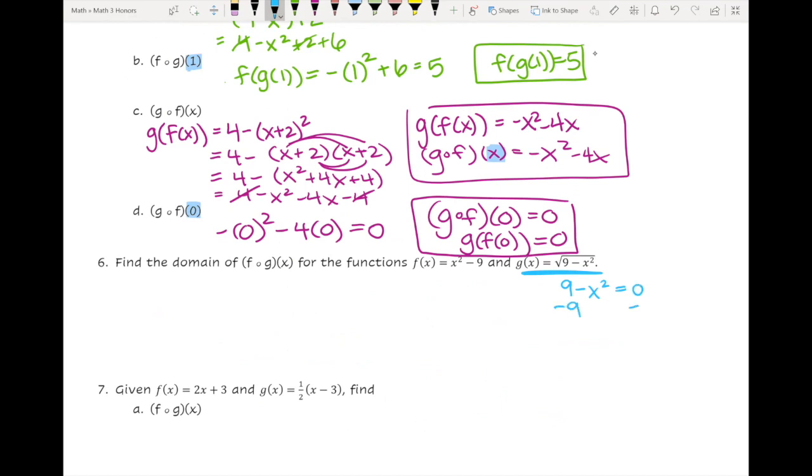So let's subtract 9 on both sides. Then I'm going to multiply by -1 on both sides. I got positives. And then I will take the square root of both sides. Reminder, the square root will give me a plus and minus, positive and negative 3.